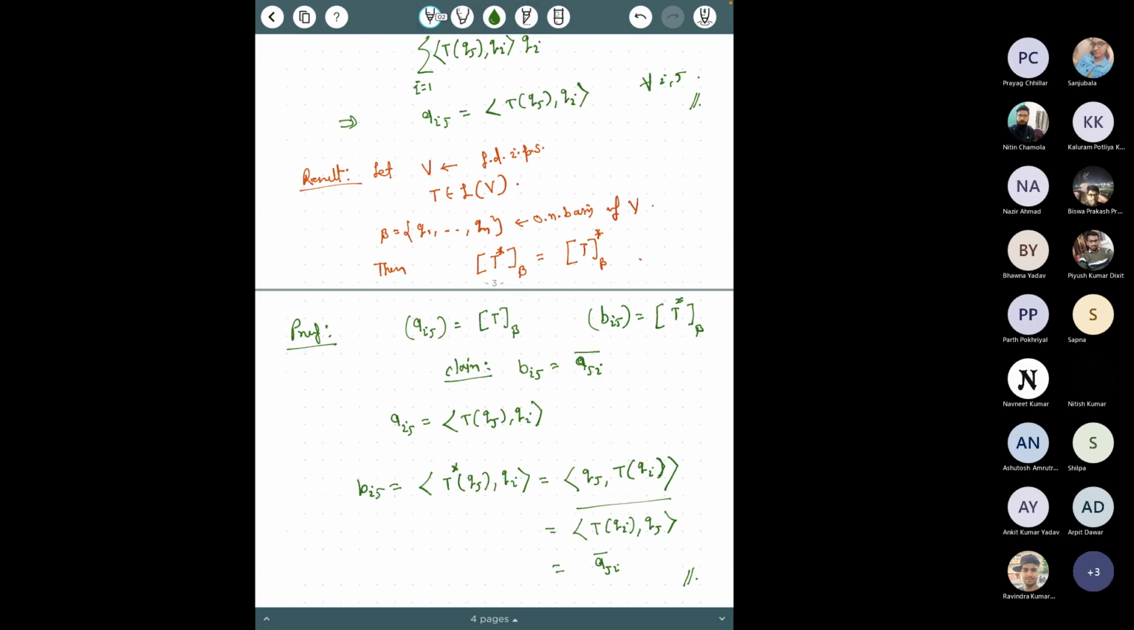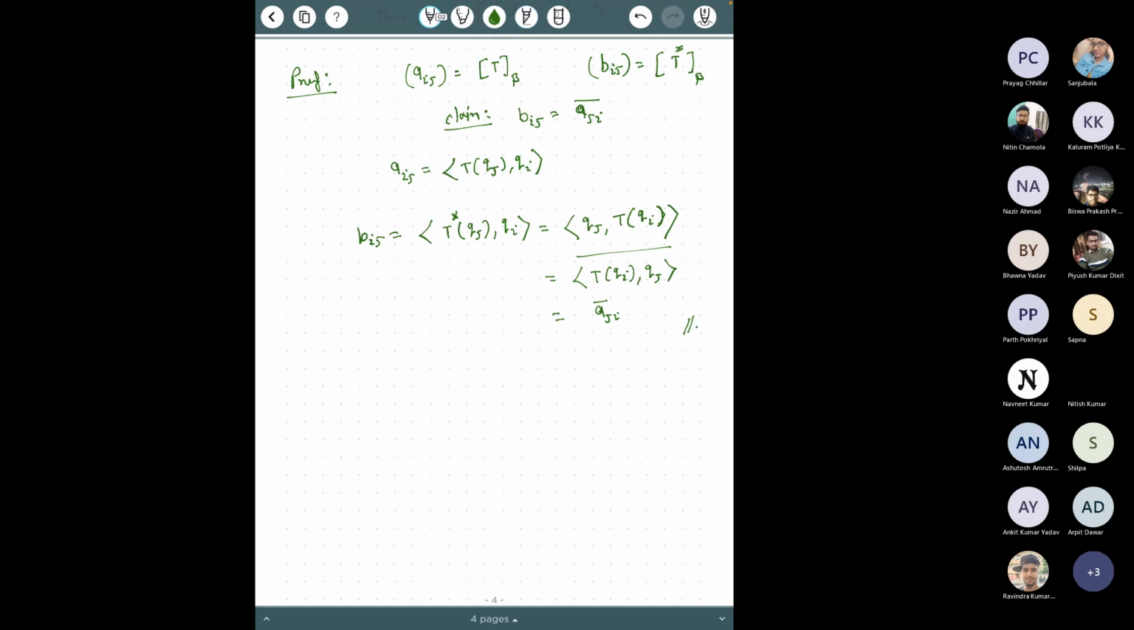If you are given a linear operator T on a finite dimensional inner product space, then you fix a basis, an orthonormal basis. Once you have an orthonormal basis, you find the matrix representation of T with respect to it. Then because of this result, you immediately know the matrix representation of T star. You don't know it explicitly, but you know its matrix representation. And once you know the matrix representation of a linear operator, you can find the linear operator itself. So in fact you know T star also. Because of this result, you can easily find the adjoint of a linear operator.